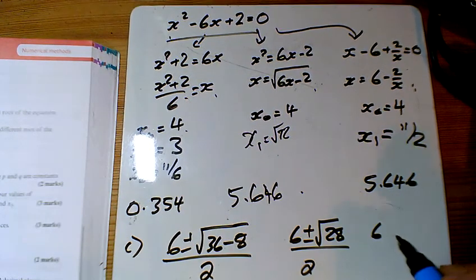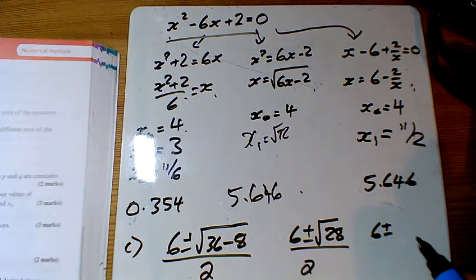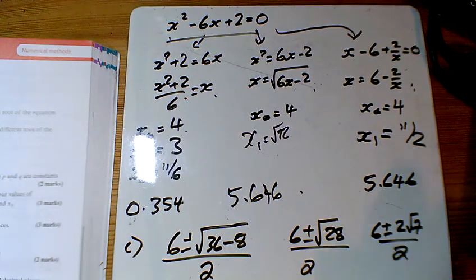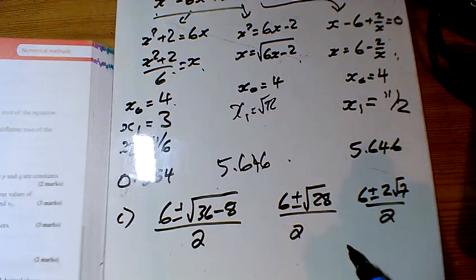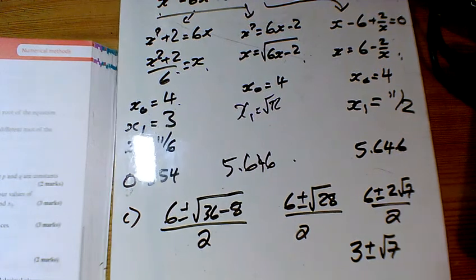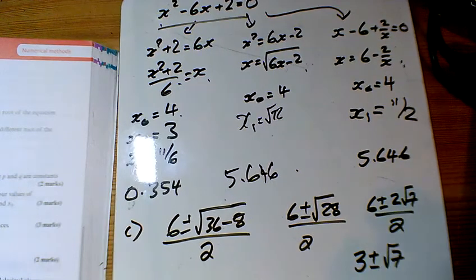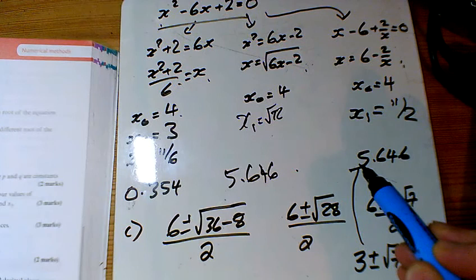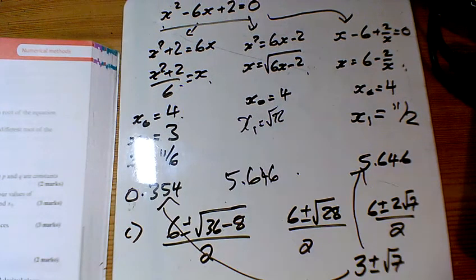And 28, of course, is 4 times 7, so the square root of 4 is 2. So I've got this. I can divide by 2 as well. So I get 3 plus or minus root 7. And would you believe it? If you tap 3 plus or minus root 7 into the calculator, of course, you get that answer and that answer there.